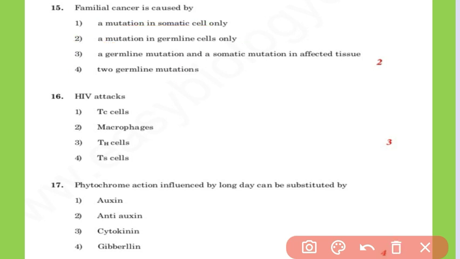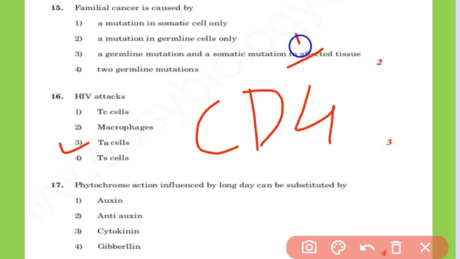Then the next question, HIV attacks, human immunodeficiency virus. It has spikes, that is GP120, and these spikes are an attachment organ for attaching to the CD4 plus cell or T helper cells. So option third, that is T helper cells or CD4 plus cell, is the answer for question number 16.